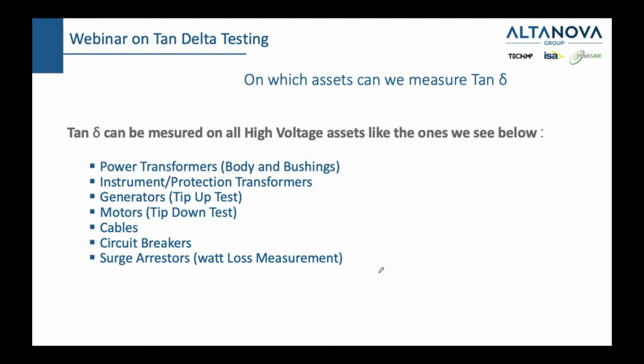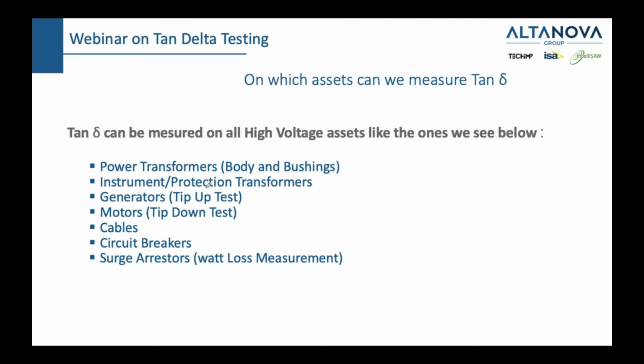So on which assets can we measure tan delta? Tan delta we can measure on a power transformer, on the body and the bushing of a power transformer, instrument transformers and protection transformers, so CTs and VTs, on a generator doing a tip-up test, and on a motor doing a tip-down test. The tip-up test is what we call a voltage sweep.